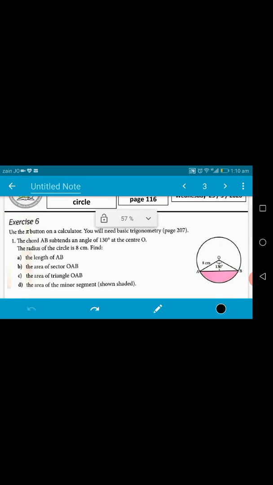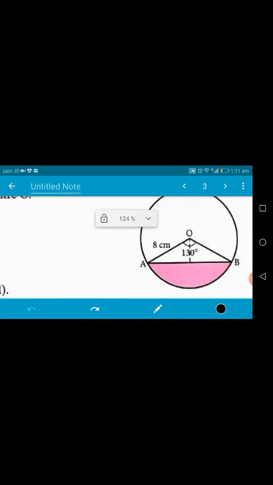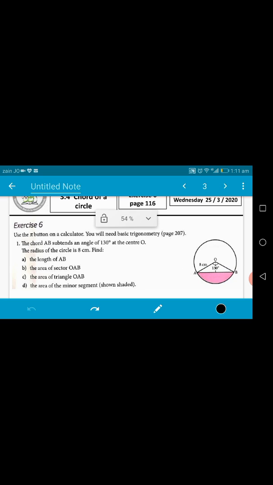The question: the chord AB subtended at an angle of 130. AB subtended at angle 130 means the chord AB is opposite to the central angle 130. The radius of the circle is 8. Find the length of AB.